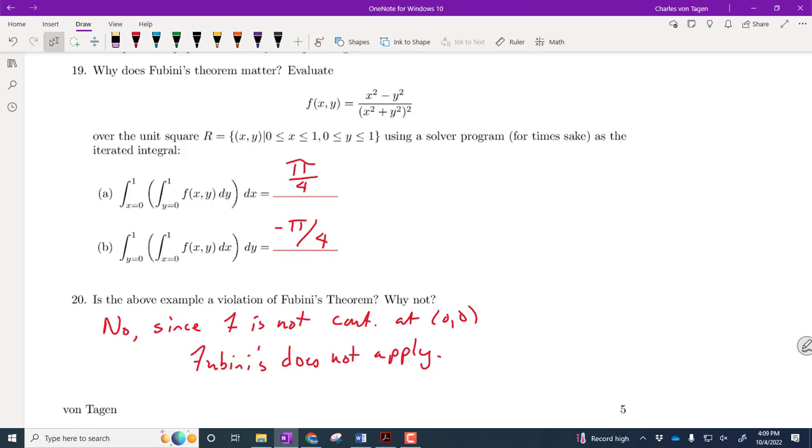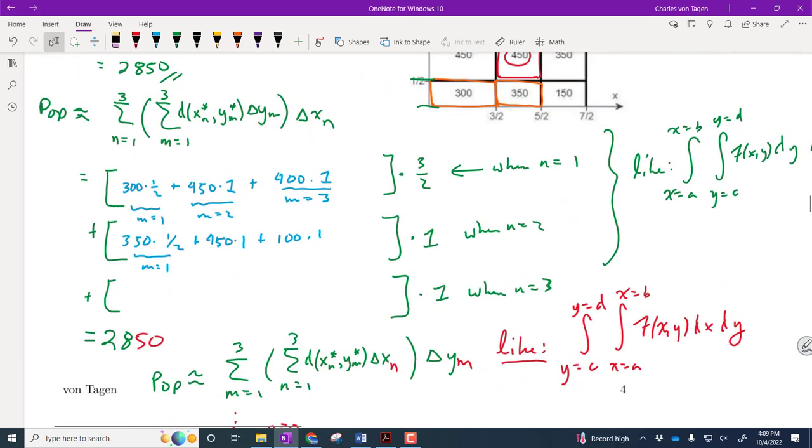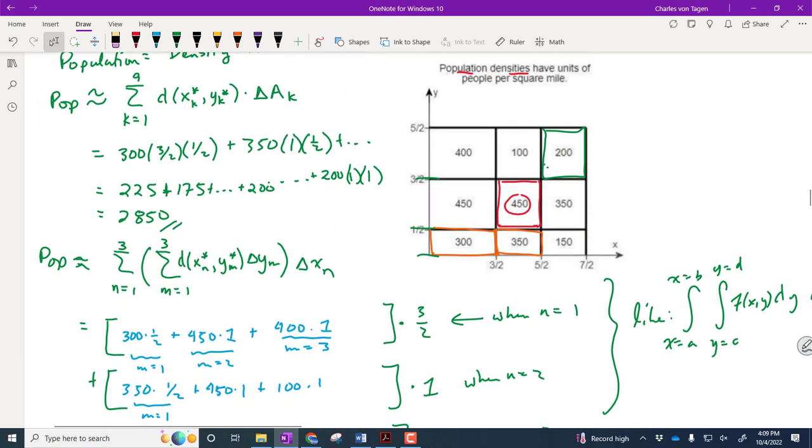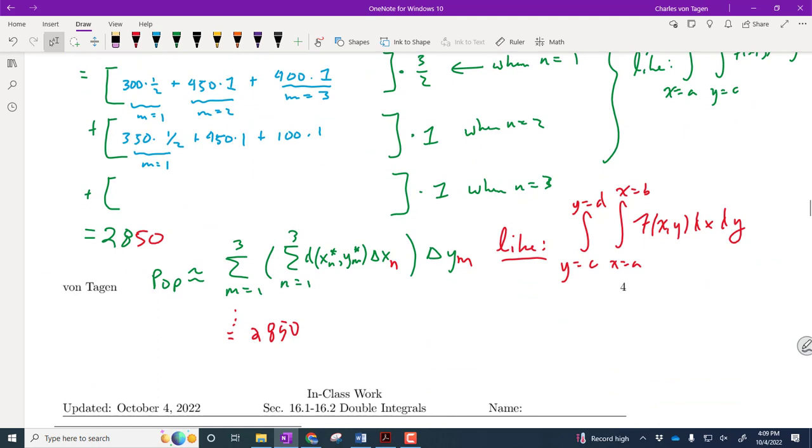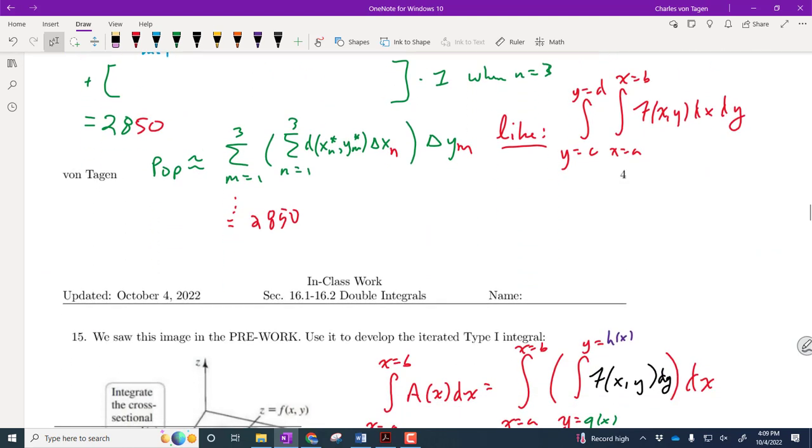The issue here is, unlike this example where I said it doesn't matter how you slice and dice it, when you add it up this way, you get 2850. When you add it up that way, you get 2850.